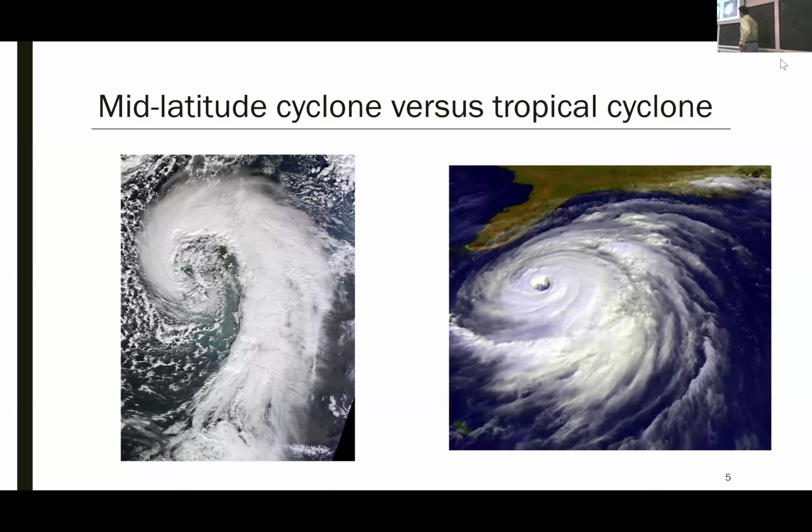And just as a picture, there is a difference between mid-latitude cyclones on the left and hurricanes or tropical cyclones on the right. You can even see it with your own eyes. Visually, the biggest difference is that the tropical cyclone has the eye, a very cloud-free region in the center of the cyclone. But as you will see from today's lecture and then the next lecture, there is also a dynamically profound difference between these two weather systems.